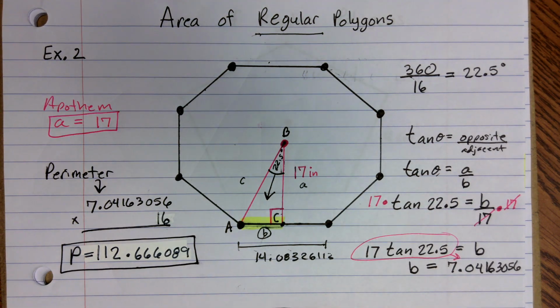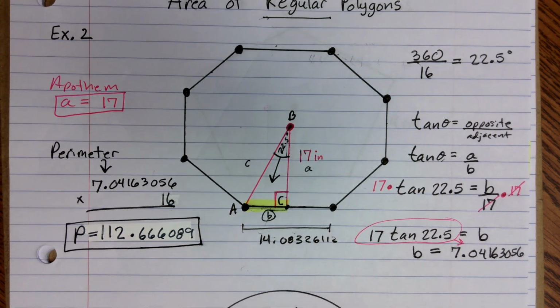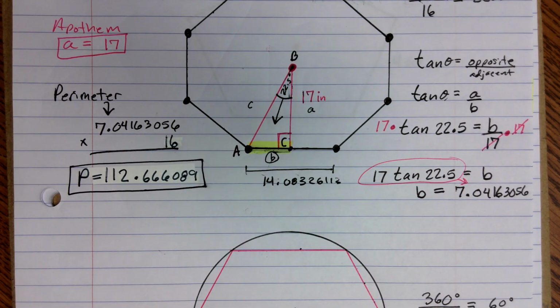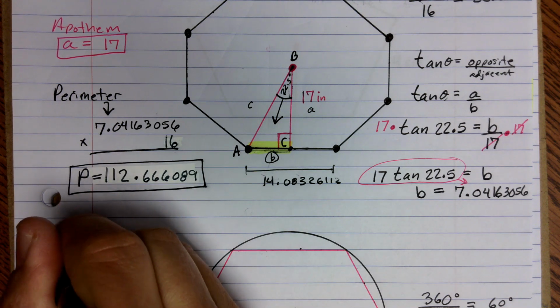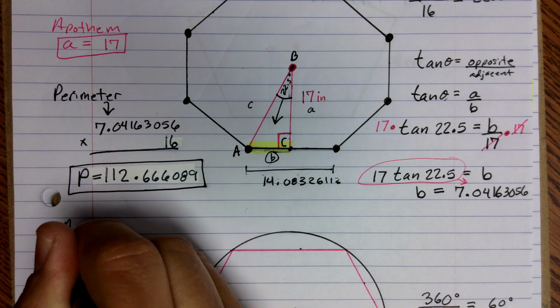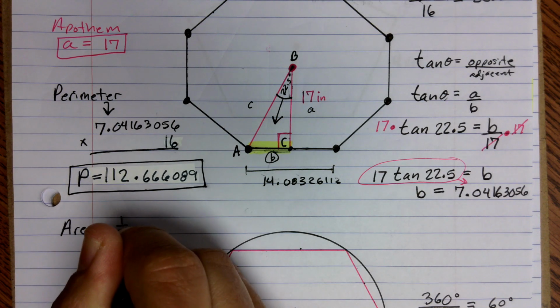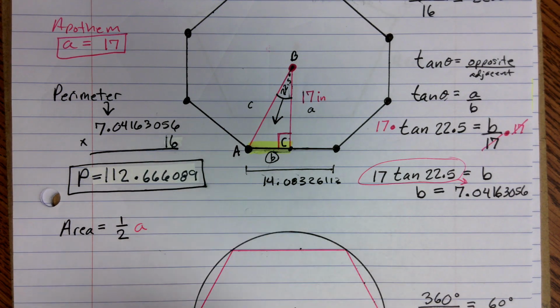And the last thing we need is the area, right? So we did all this work here just to be able to get these two numbers, the perimeter and the apothem, so that we could go ahead and use the formula to find the area of a regular polygon, which requires the perimeter be multiplied by the apothem and multiplied by 1/2. So I'm going to move this up a little bit, and I'm going to go ahead and write the formula here. So the area is going to be equal to 1/2 times the apothem times the perimeter.